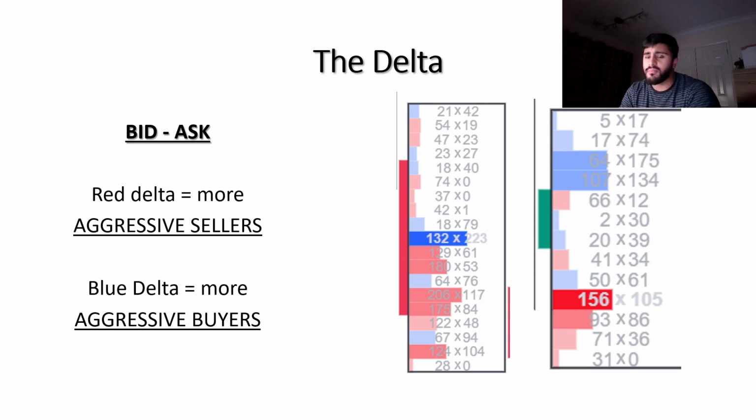So red delta represents a negative delta. There's more aggressive sellers than there are aggressive buyers. There's more sellers than there are buyers in the present moment. That's simple to understand. Red represents more selling. Quite intuitive. Now blue is the opposite.